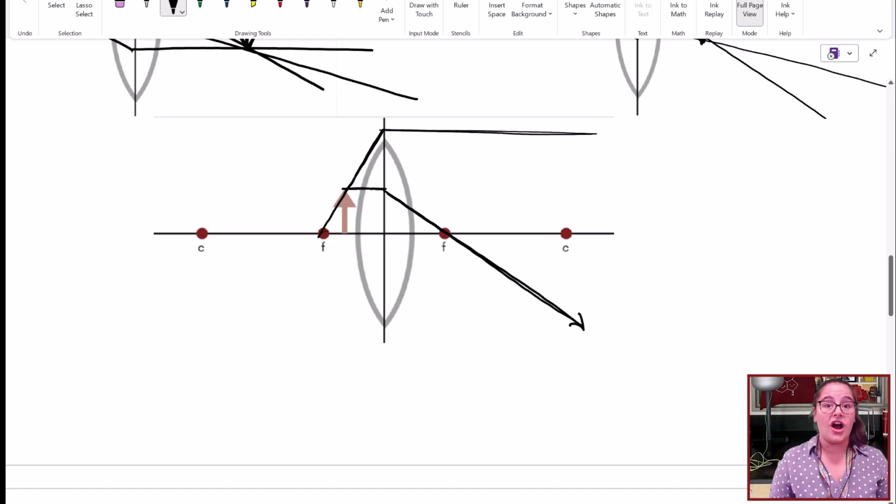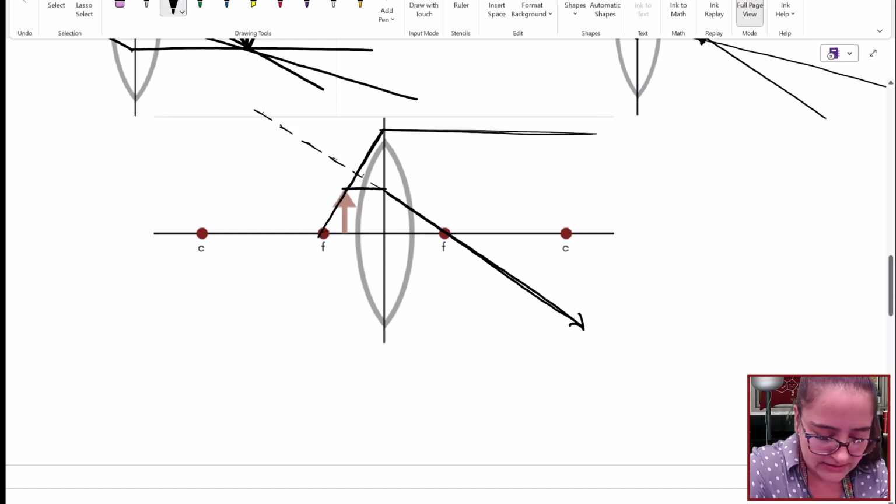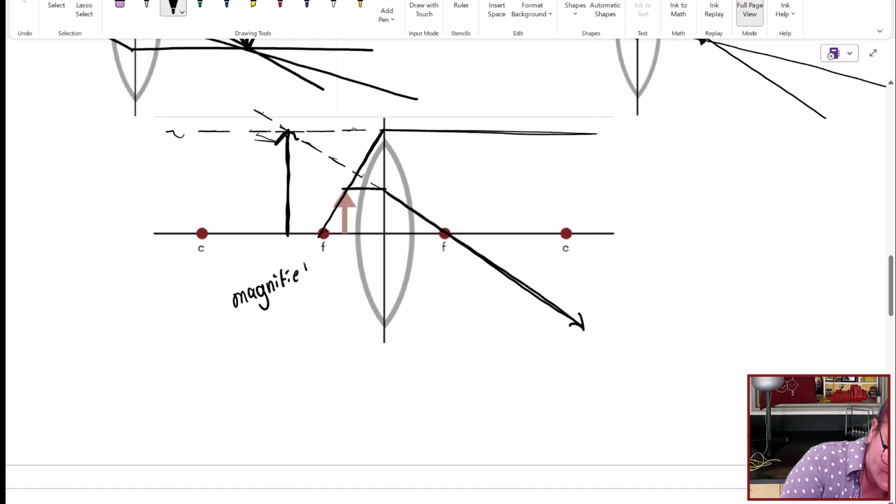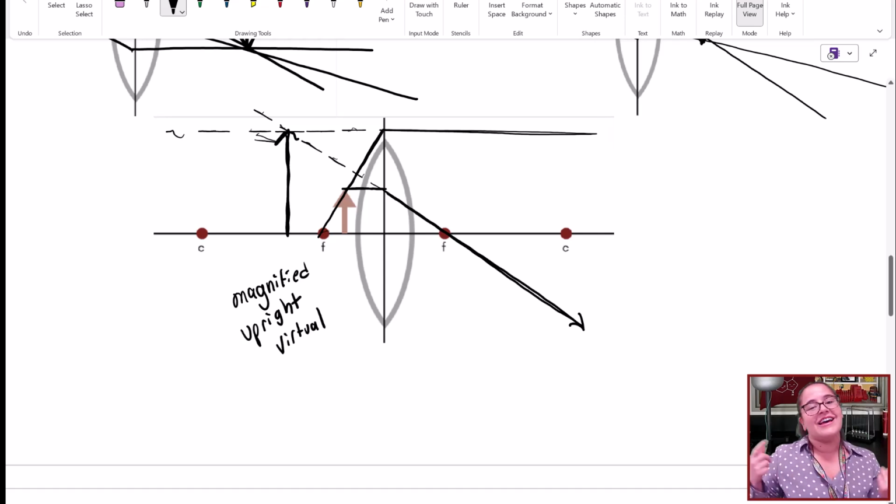Now, these rays are diverging, so they're never going to form an image. But remember, our brain doesn't know that. Our brain assumes they all came from somewhere behind. So let's trace these refracted rays back. Make sure you're tracing back the refracted rays, not the initial light rays. And we get our image right there. It is now magnified. It's formed from those diverging rays, so it's a virtual image, and it is upright. This is how a magnifying glass works.